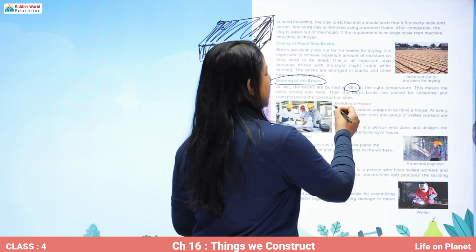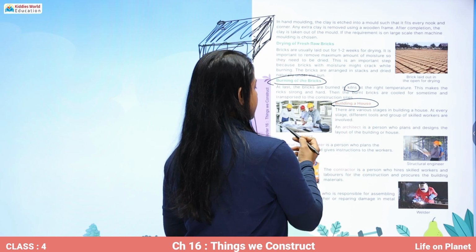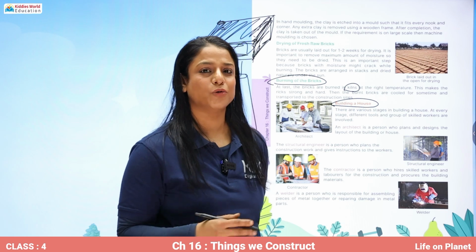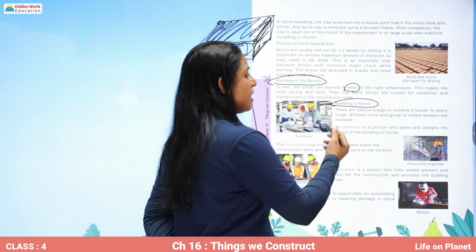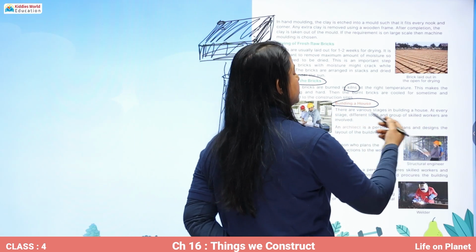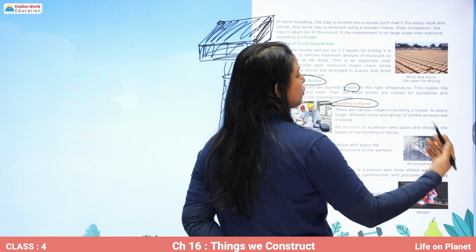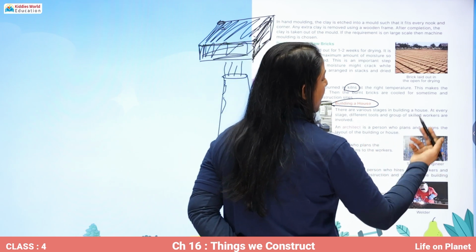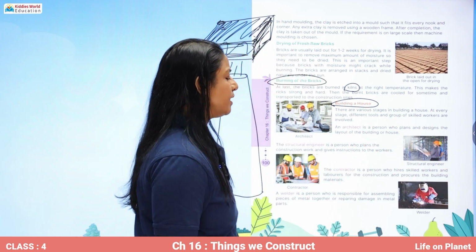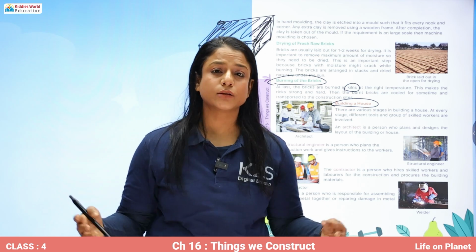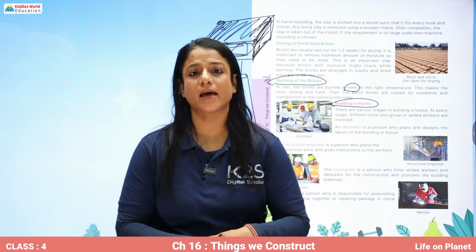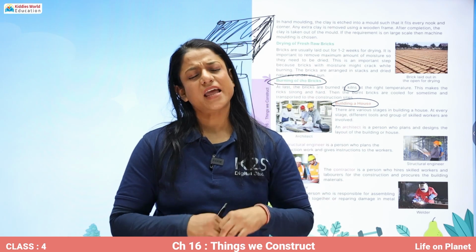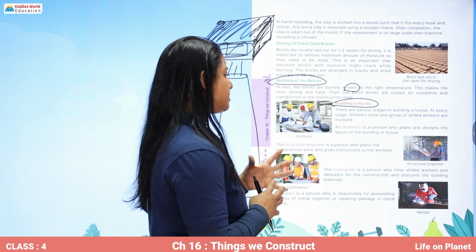Now, building a house. This is an architect who is planning how to construct the house. There are various stages in building a house. At every stage, different tools and groups of skilled workers are involved. An architect is a person who plans and designs the layout of a building or house. How would a house look? How many rooms will be there? What will be the height of the ceiling? What will be the design of the building? Everything is done by an architect.